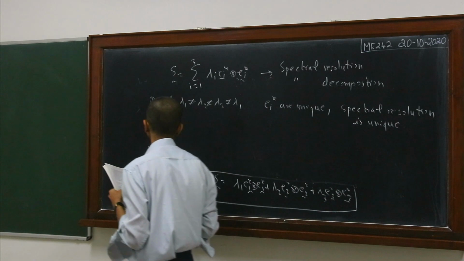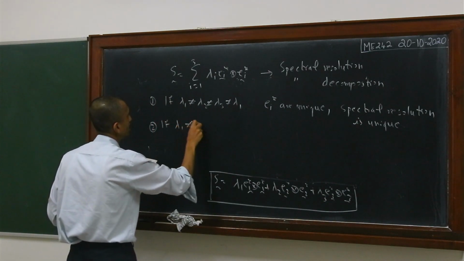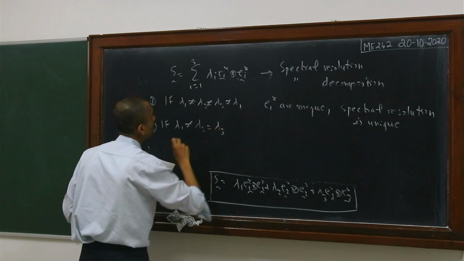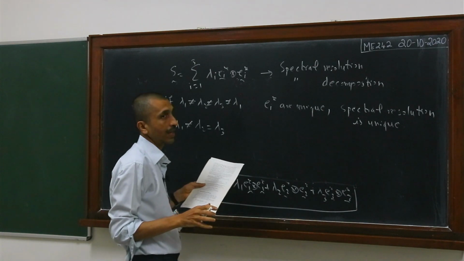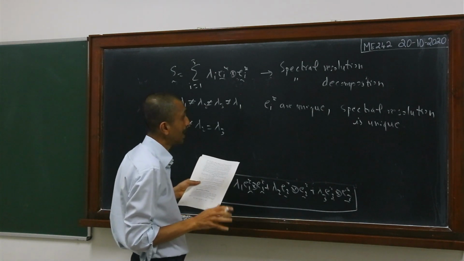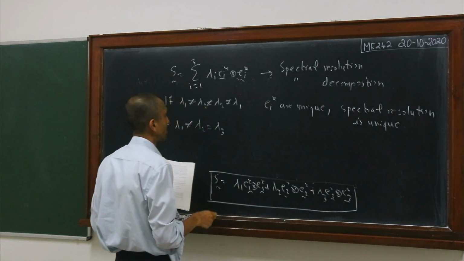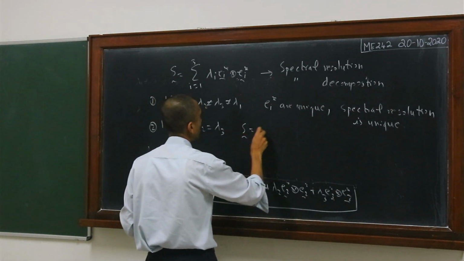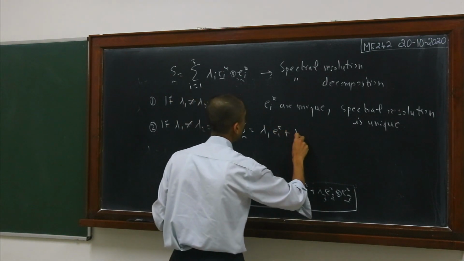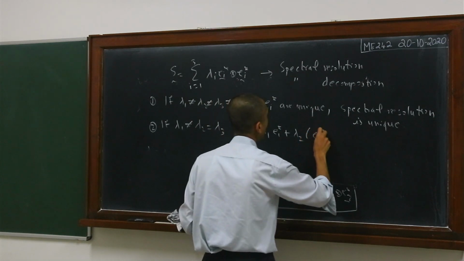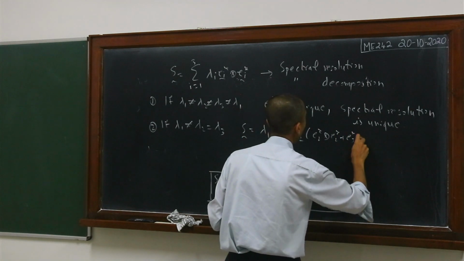Now let's consider the next case, where lambda 1 is not equal to lambda 2, which is equal to lambda 3. Now the individual E2 star and E3 star are no longer unique, but it turns out that the spectral resolution is still unique. Let us try to show that. S is equal to lambda 1 times E1 star dyadic E1 star plus lambda 2 times E2 star dyadic E2 star plus E3 star dyadic E3 star, right?